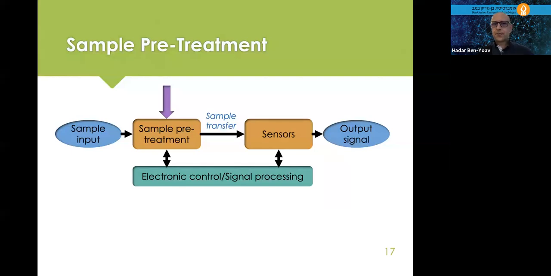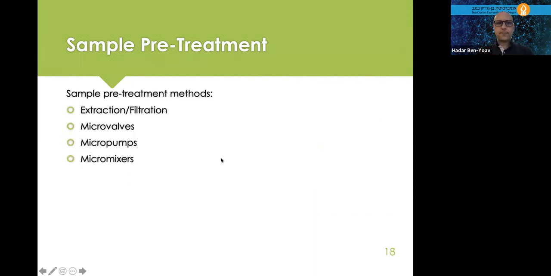Now, when we know what the sample is, let's see what we need to do and how we need to treat it, or prepare it for the sensors part. There are different categories or methods for sample pretreatment. Here they listed four different categories: extraction, filtration, microvalves, micropumps, and micromixers. Basically, you have a sample and you want to extract a specific type of molecules, or you want to filter out the other molecules so you can measure what you want. With microvalves, you want to control the solution, to have a valve that stops the solution from flowing. Micropumps continuously pump the solution, and micromixers, we saw the example before, mix different types of solutions. So this is the pre-treatment that we can do before we get into the sensors.